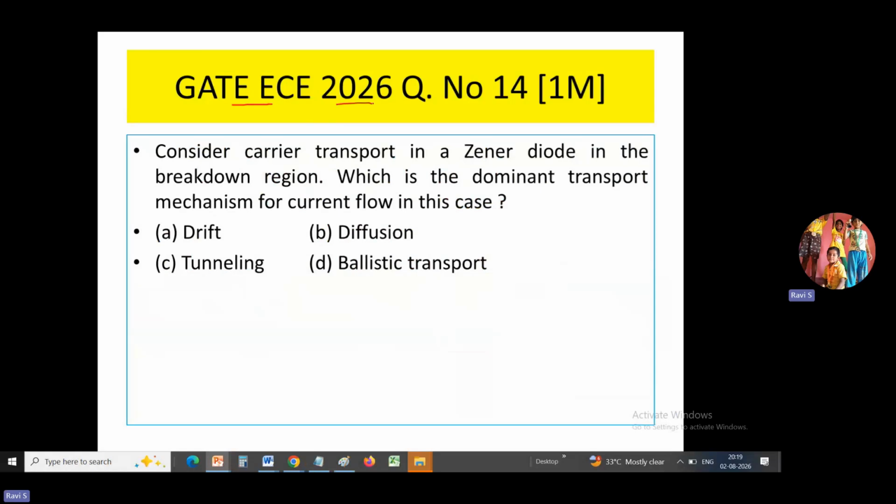GATE ECE 2026. Consider carrier transport in a Zener diode in the breakdown region. Which is the dominant transport mechanism for current flow in this case? There are 4 transport mechanisms given: drift, diffusion, tunneling, and ballistic transport. We need to identify the dominant transport mechanism which is taking place in a Zener diode under breakdown condition.